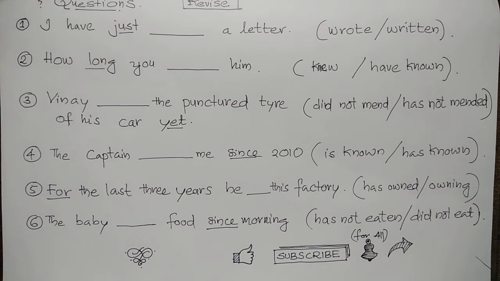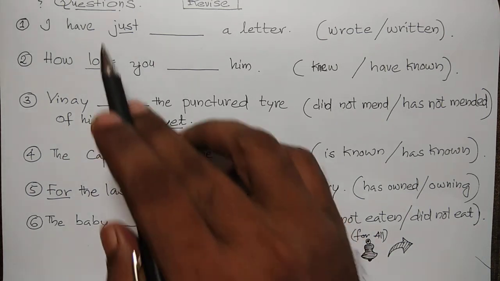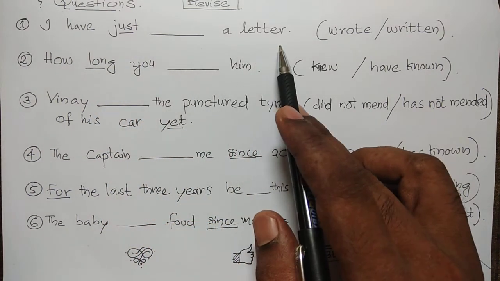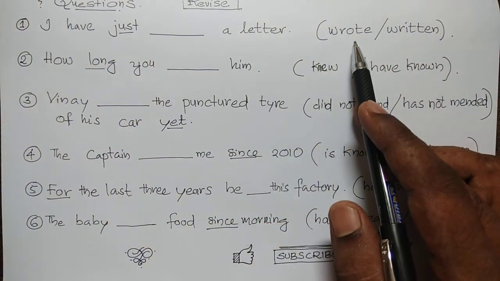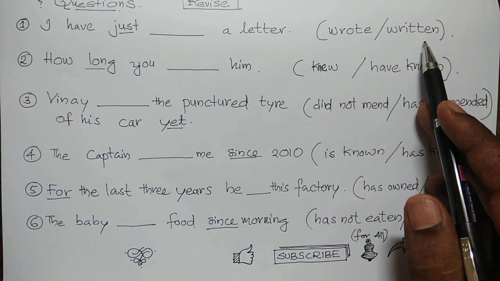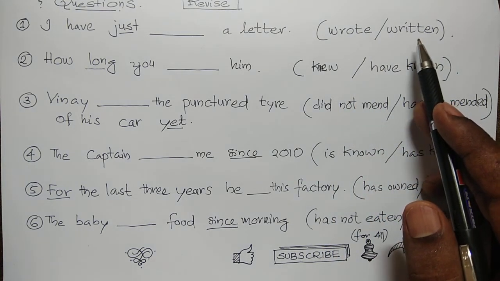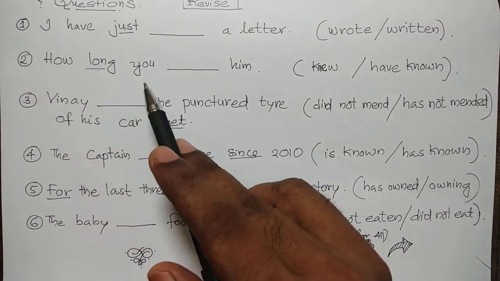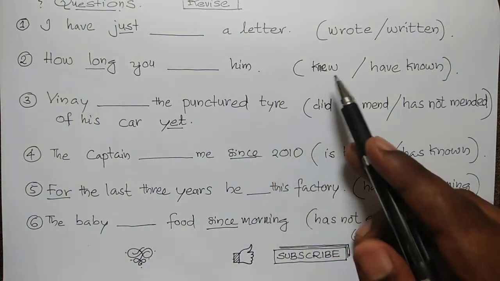So that is about present perfect tense. You may revise it once or twice and get familiar with the tense form. Now there are some questions. Let's discuss. First one, I have just dash a letter. Options: wrote or written. Choose the best one. Second, how long you dash him.